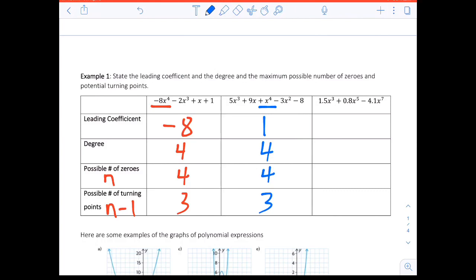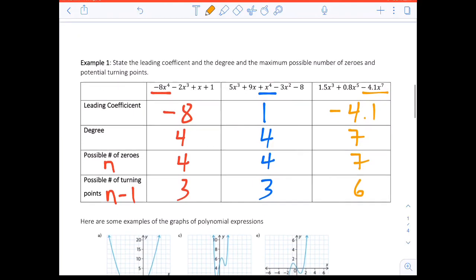We have 3. And finally, for the last one that we have over here, I see degrees of 3, 5, and 7. 7 is the highest of all those numbers. So the leading coefficient is the coefficient on that term, which is negative 4.1. The degree is the exponent, which is 7. The possible number of zeros, 7. And number of turning points, 1 less than that, which is 6. So we get all this information. This is going to give us some important information about what the graph looks like.